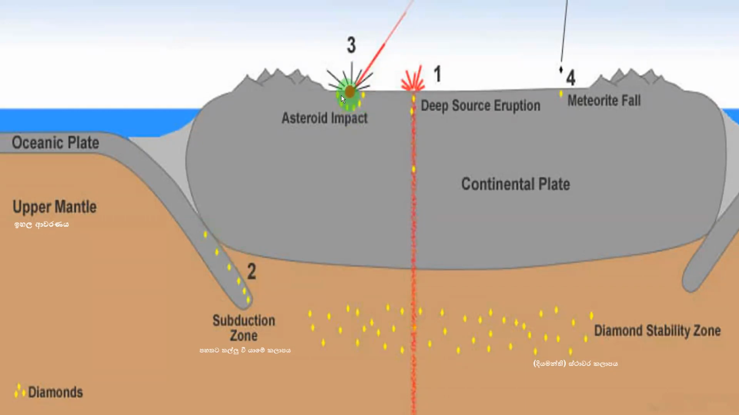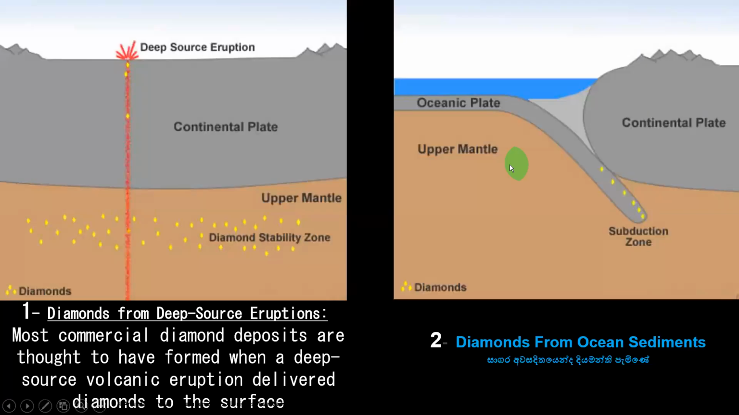Asteroids come into the earth. Then a very big explosion happens here. So it creates diamonds. That is the 3rd method. The 4th one is meteorite fall. These are the main 4 methods by which diamonds are created. Look at the first one.